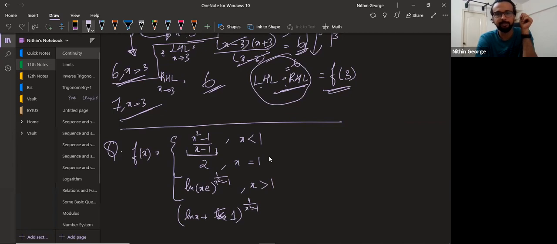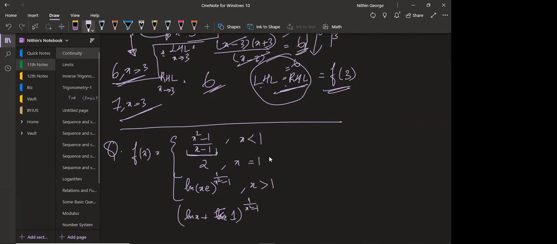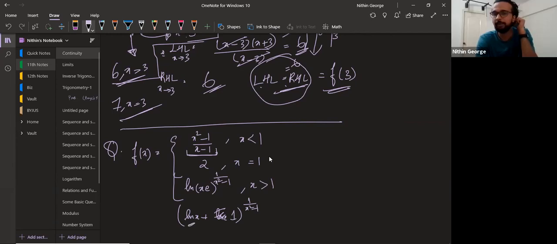So is there any problem here? When I put x greater than 1, there seems to be no problem. Ln x can accept those values. 1 by x square minus 1 will not become 0 for any value of x greater than 1. So this will also be defined and continuous for x greater than 1. Our only doubt is the point x equal to 1. Is the right hand limit, left hand limit, and the value of the function at that point the same thing? First you check if the limit exists. If the limit exists, then it can be continuous. So the thing to check is what happens at x equal to 1.